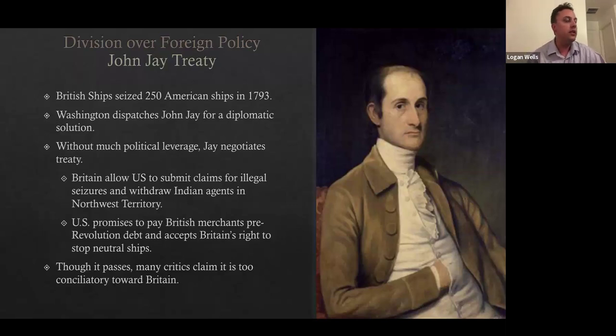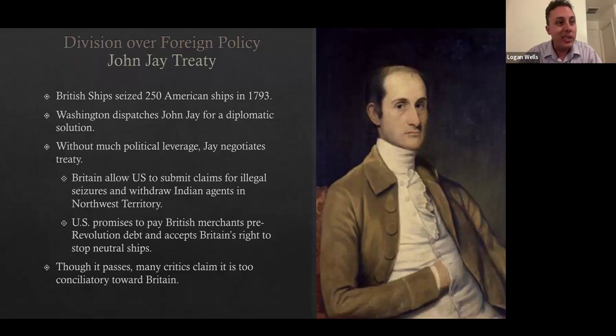And not only were they seizing the goods on them, they were claiming that there were runaway sailors, sailors who had run away from duty, right? They were on the run, they were AWOL, and so they were seeking to return them back to service in the British Navy. However, more often than not, this wasn't true. What happened is that they were impressing American sailors and American merchantmen sailing on these ships into the British Navy because the British Navy was going to war with France. They needed as many men as possible. And so they used this as an excuse to Shanghai and impress as many Americans as they could into their Navy. So Washington dispatches John Jay for a diplomatic solution.